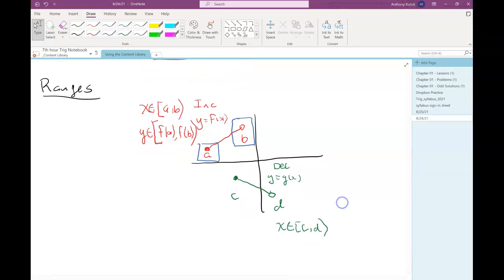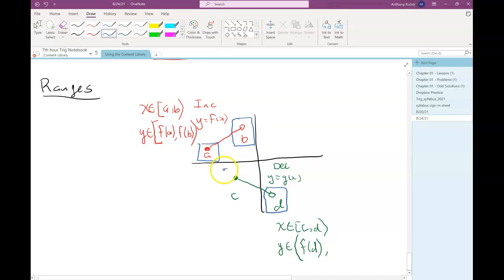Now, if I look at the decreasing function and want to do the range, here the lower bound is at the point D, right? That's the lowest point on the graph, so the smallest y-coordinate. So the y-coordinate there would be f of D. And because D got a parenthesis, f of D should get a parenthesis.